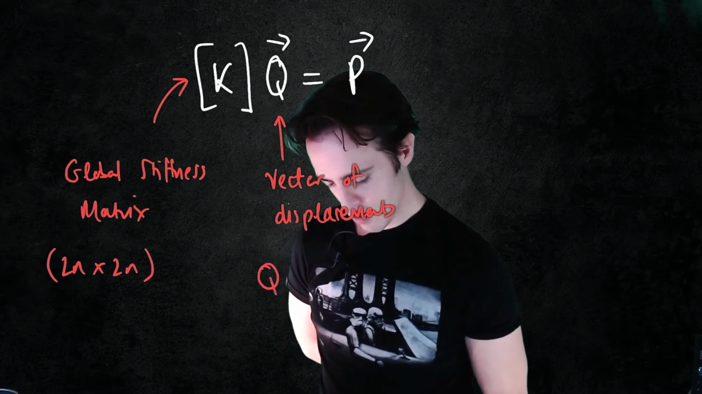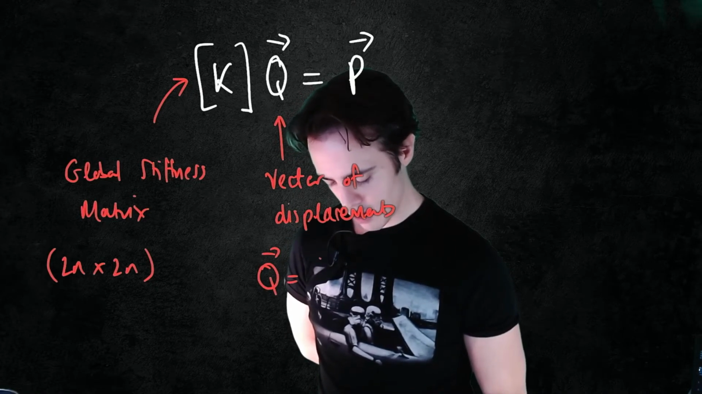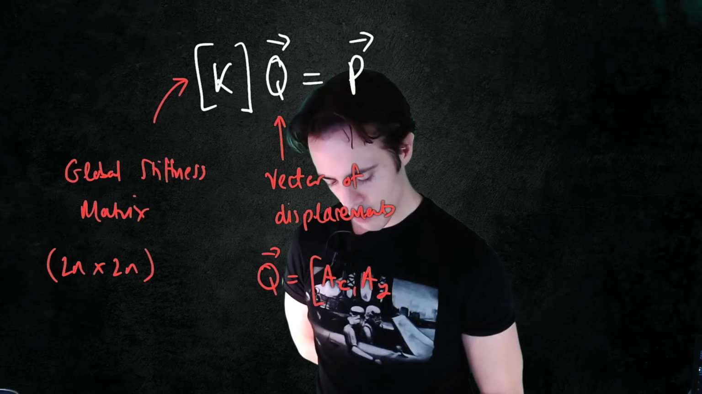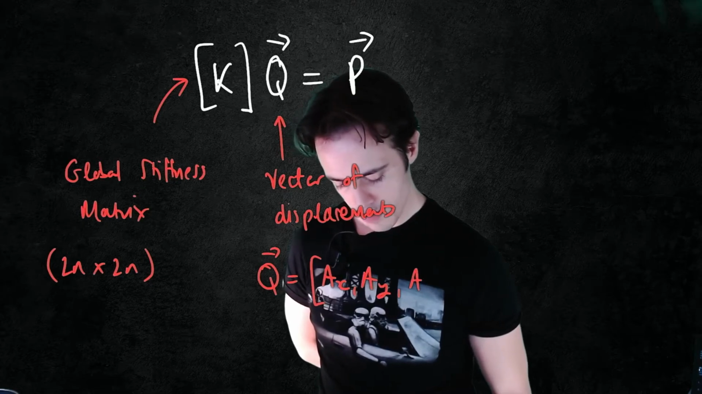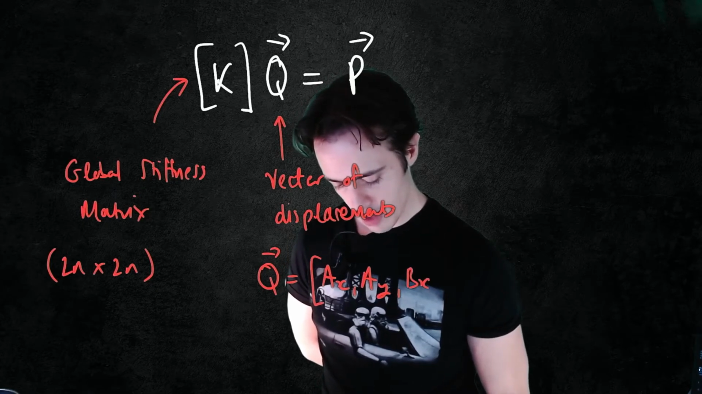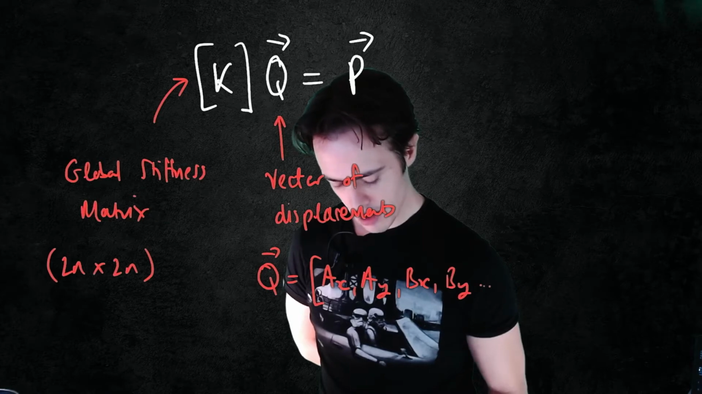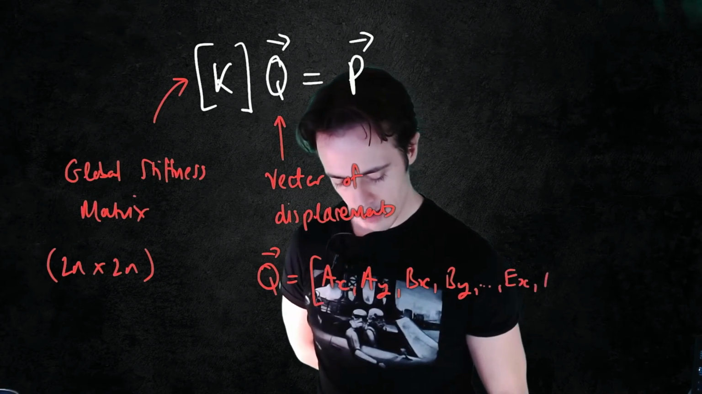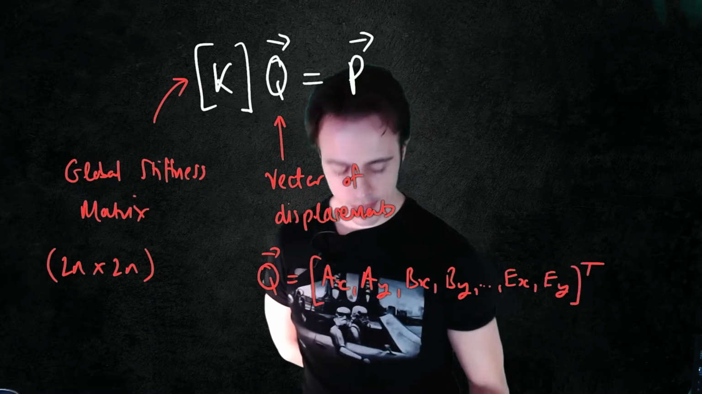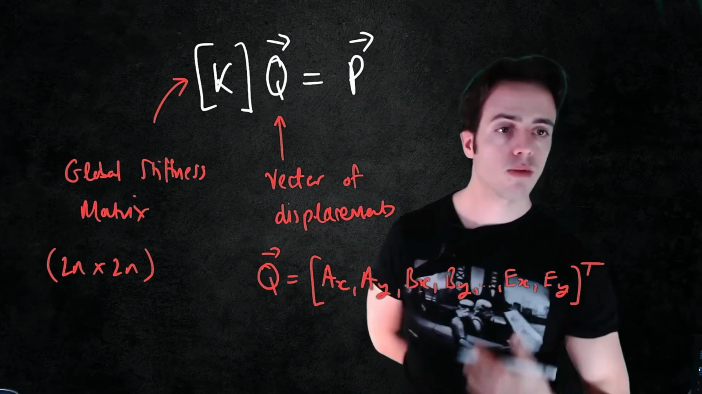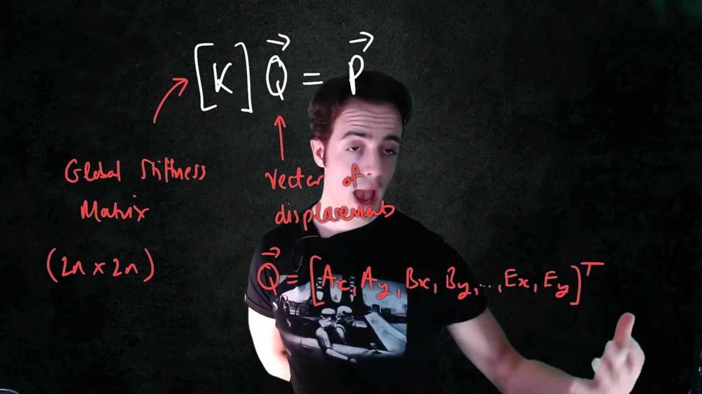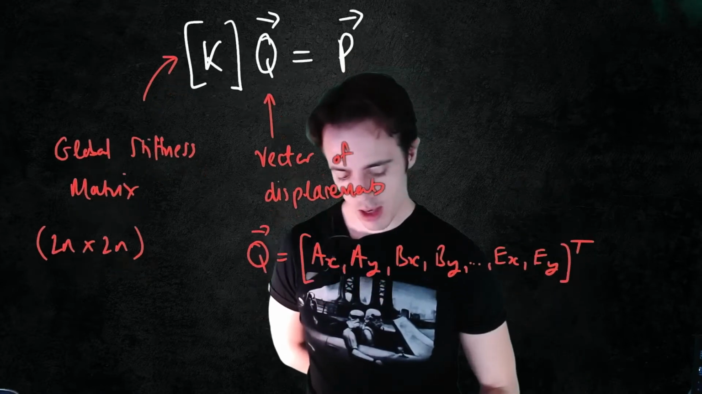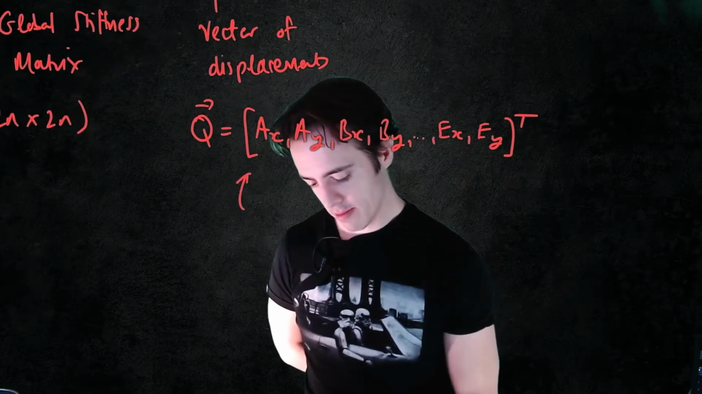And so then Q would look something like AX, AY, BX, BY, all the way to EX and EY. Okay, so we've got a vector that, again, if we've got n nodes, then this would be a 2n by 1 vector.